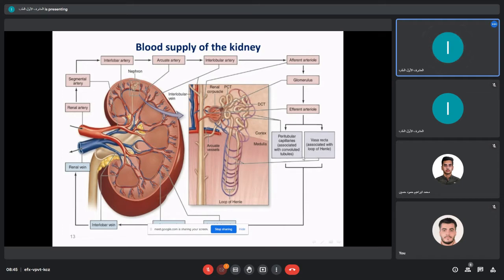Those capillaries will deliver the blood into the veins, and the veins here follow the same designation: interlobular veins, arcuate vein, interlobar vein, and then into the renal vein that delivers blood into the inferior vena cava and then into the right side of the heart.